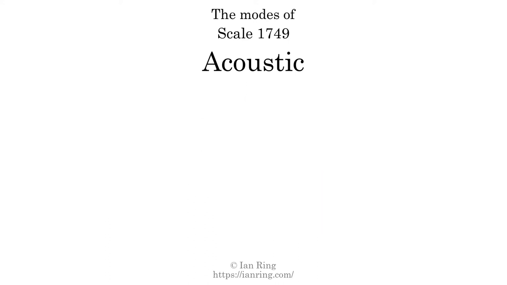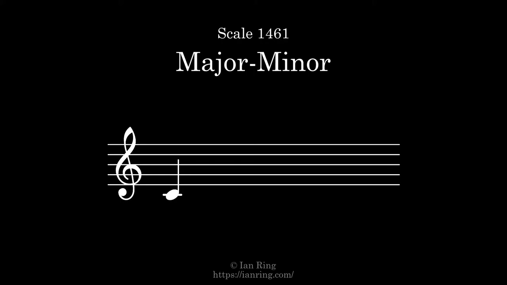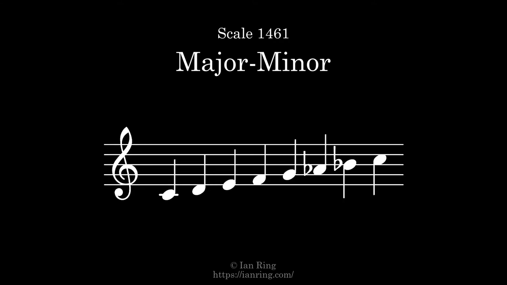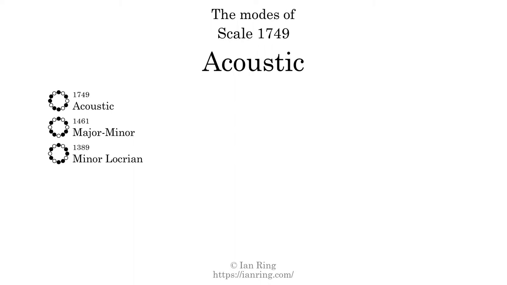This scale has 7 modes. The first mode is itself. The second mode is scale 1461, also known as major minor. It sounds like this. The third mode is scale 1389, also known as minor Locrian. It sounds like this.